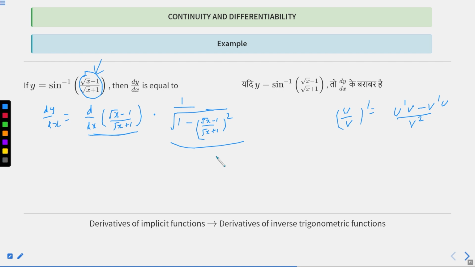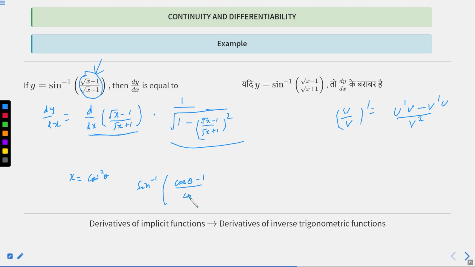Or let me give you another way. The other way is by using substitution. So first of all, what substitution can you make? One substitution that comes to mind is, if you put x equals cos square theta, then the term inside will become what? Let me just write it for you. So cos theta minus 1 and cos theta plus 1.